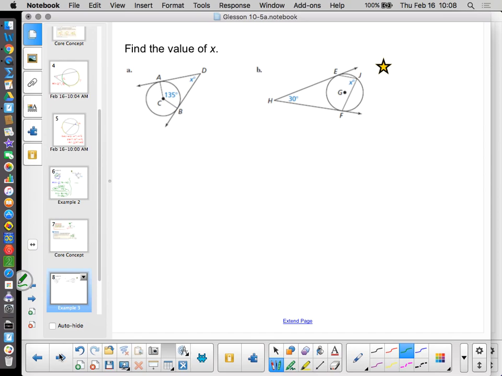So let's take a look at that. It says find the value of x. So what do I do? Well, I need to find the measure of the arcs.